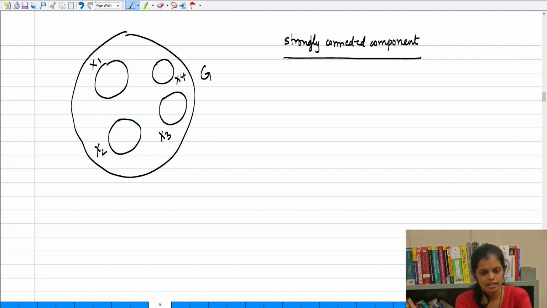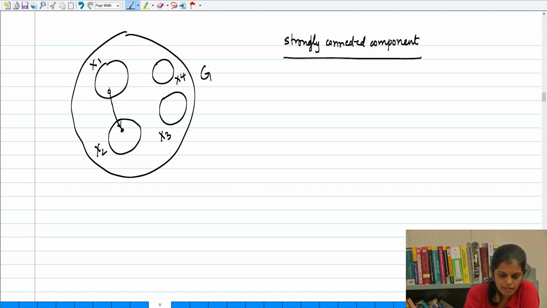Now, are these meta components going to be independent, without edges, or do you expect that there will be edges between them? What I want to say is, can there be an edge from a vertex inside component X1 to another vertex inside component X2? Can it happen? All of you say yes? Okay. So there can be edges between these components.